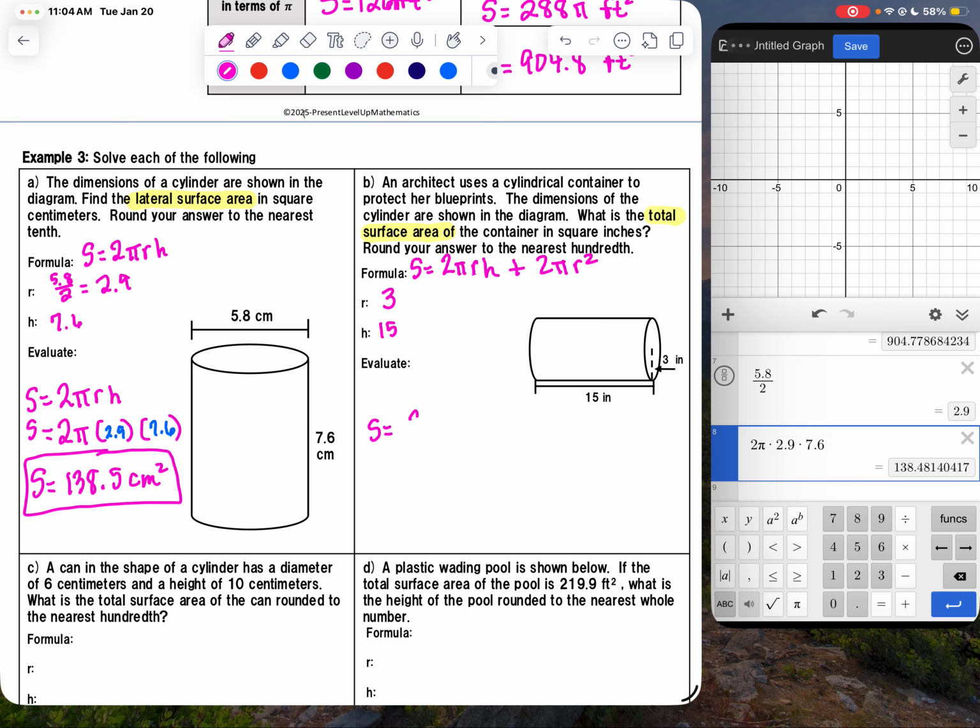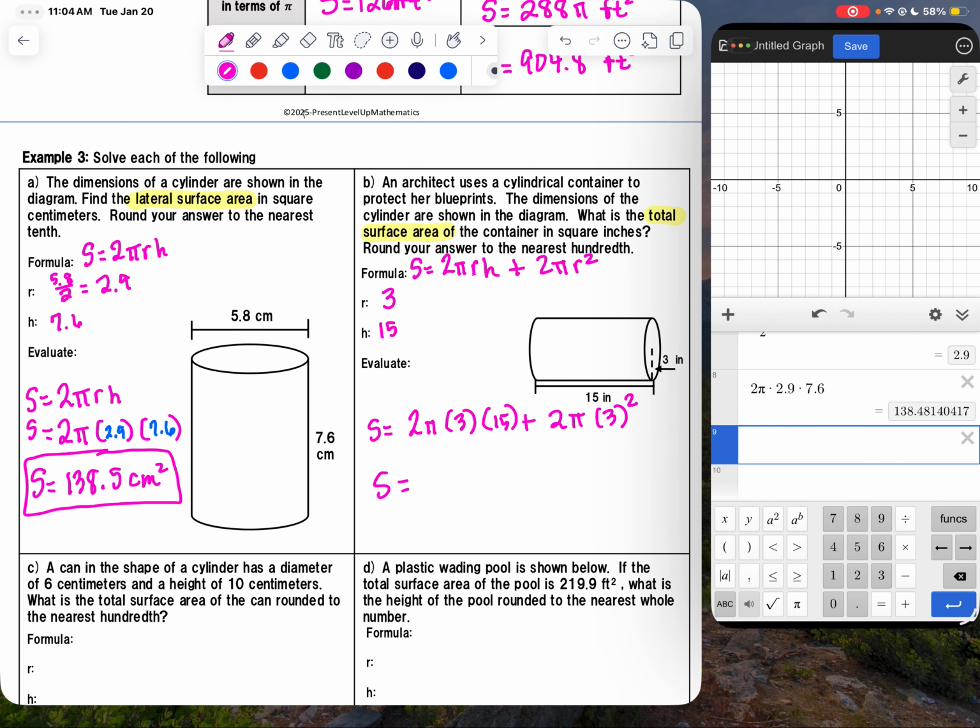So to evaluate this, I'll take 2 pi times the radius times the height plus 2 pi times the radius squared. And then I'm just going to plug that long expression straight into my calculator because it did ask me for a decimal answer here. So 2 pi times 3 times 15 plus 2 pi parenthesis 3 parenthesis squared. Okay, so let me give you a chance to catch up with me. 2 pi times 3 times 15 plus 2 pi times 3 squared.